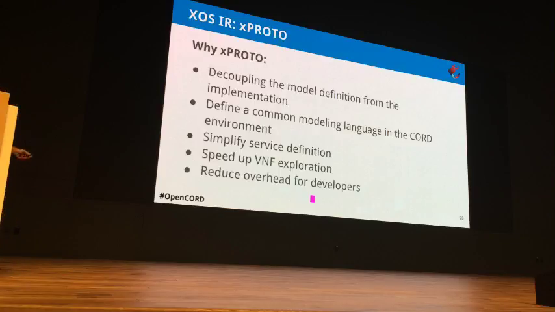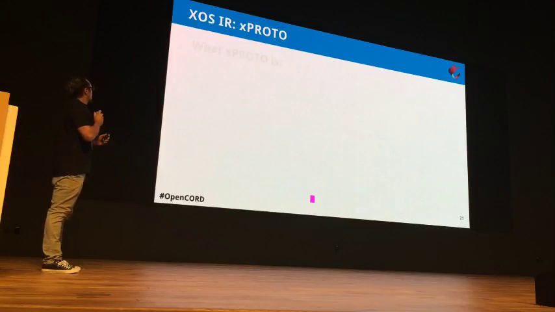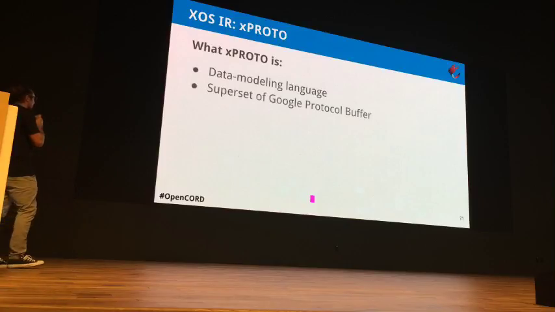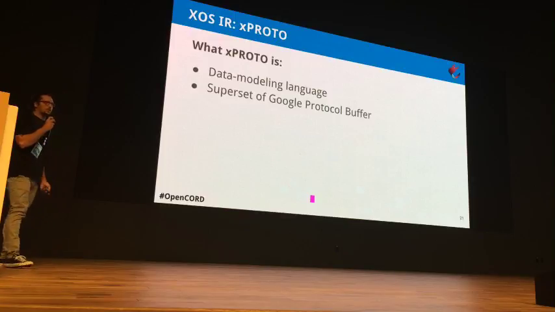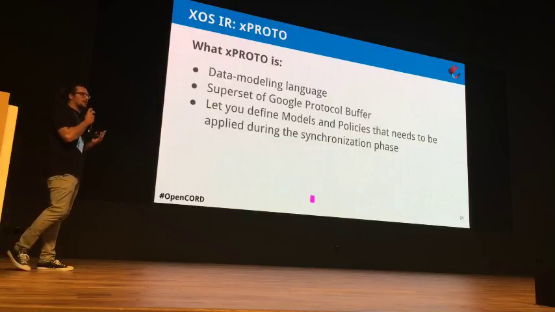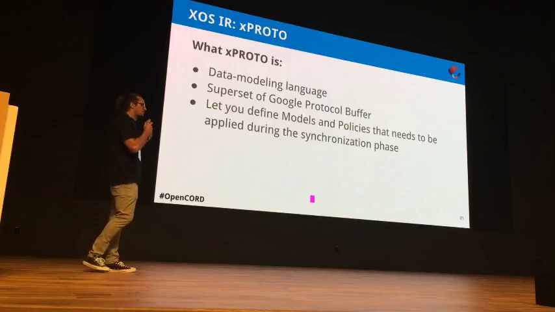Also, this is really, really important for us. We want to reduce the overhead for developers, so we have a toolchain in place that will help you during the development. What is it in practice? It's based on a superset of Google Protocol Buffers, so we didn't start completely from the ground, but we took something that is already a standard, then we extended it with the capabilities we needed. And then it lets you define not only the models, but all the policies that need to be applied to this model during the synchronization phase of the changes to your backend.